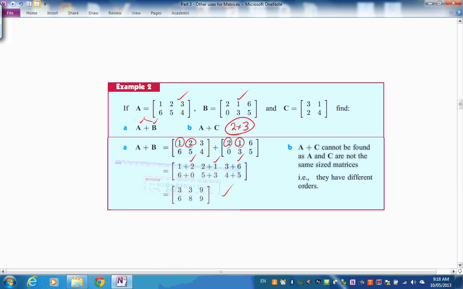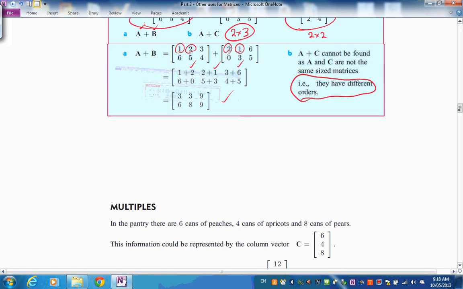If you try to add A and C, you know you're in trouble because C is a 2 by 2. So there aren't corresponding positions here. Clearly, the entries in C mean something different. It would be inappropriate to add it to A if you're looking at a contextual thing. Because they have different sizes or different orders, the meaning of each entry cannot match, so you can't do it.